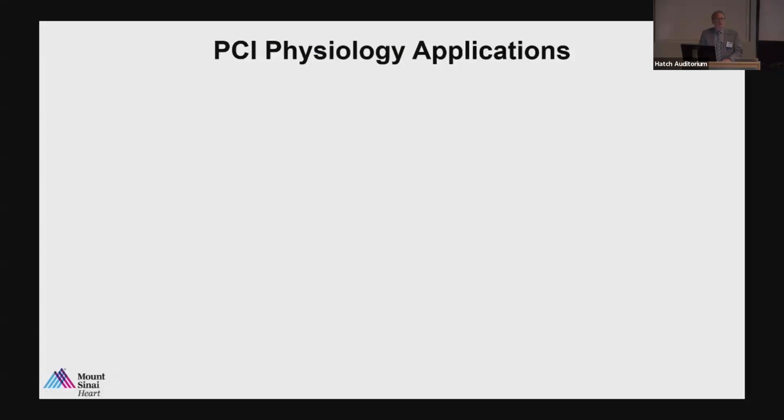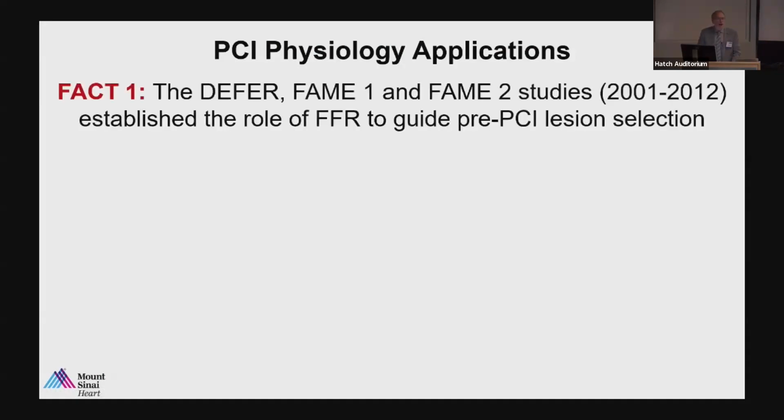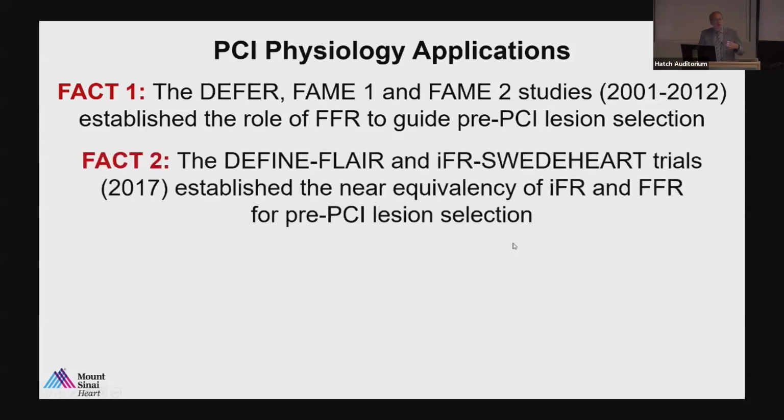So let's look at first these physiology applications in the cath lab. So the first fact, and you heard about these studies before, the DEFER, FAME 1 and FAME 2 studies, which were performed 1 to 2 decades ago, established the role of fractional flow reserve, that's intracoronary physiology, to guide PCI lesion selection. And then, to do FFR, we actually have to give adenosine. We have to create coronary hyperemia, which is costly, takes time, and causes side effects in the patients. And so there's new techniques now that are non-hyperemic physiologic techniques to assess lesions in the cath lab. And there have been 2 big randomized trials showing that they're pretty equivalent to fractional flow reserve.